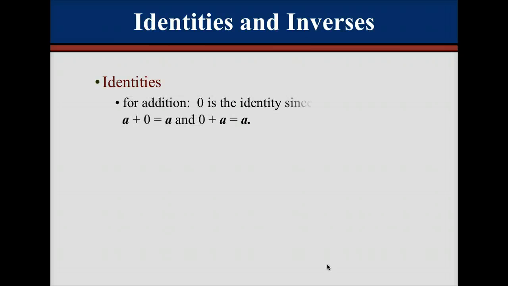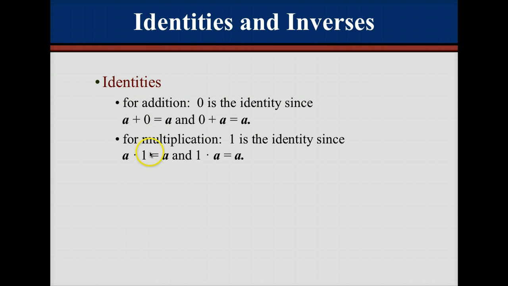Now for identities. For addition, 0 is the identity, because when you add 0 to anything, it leaves you with what you started with. So that's why 0 is the identity for addition. Whereas if you multiply any number by 1, 1 is the identity for multiplication, because you end up with the original.